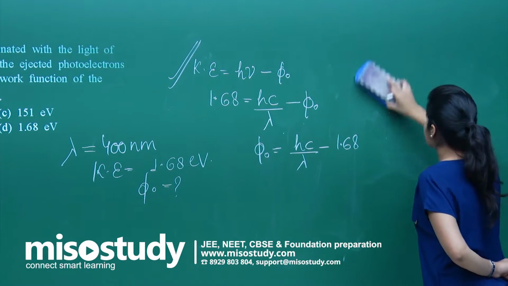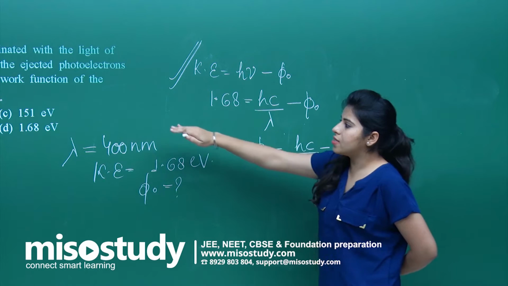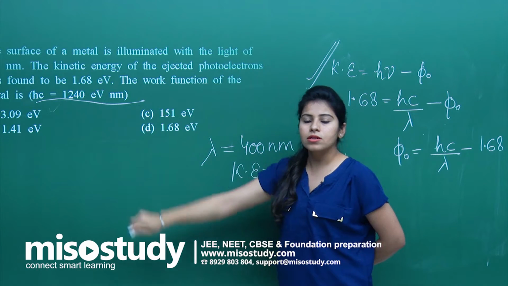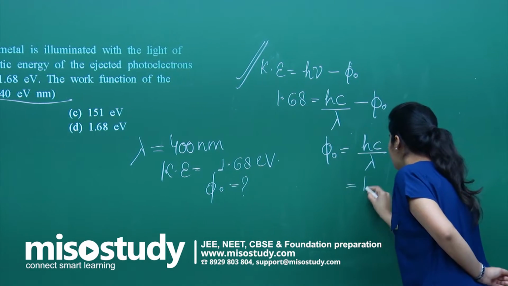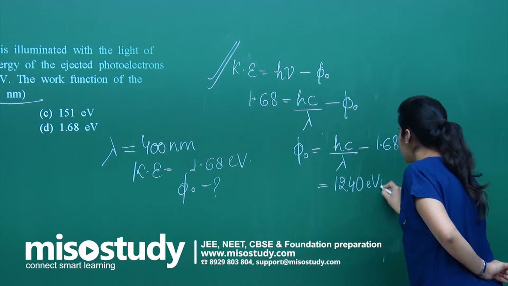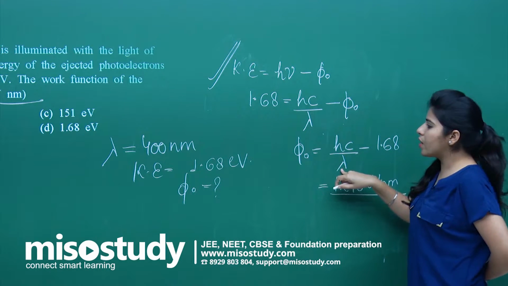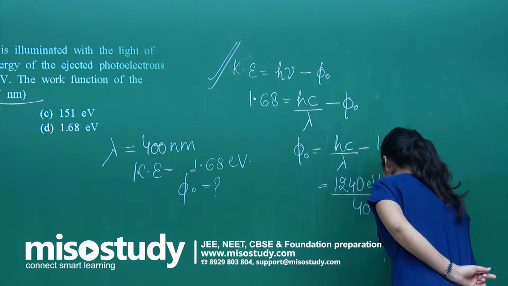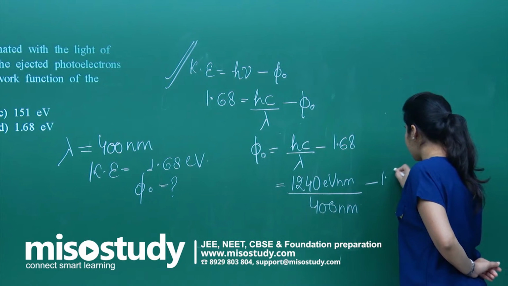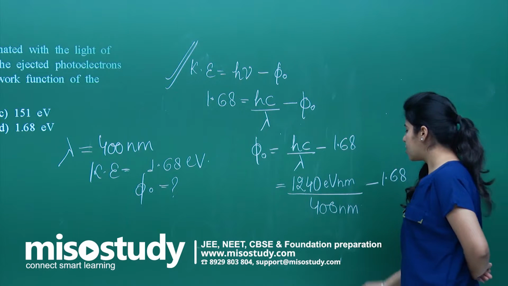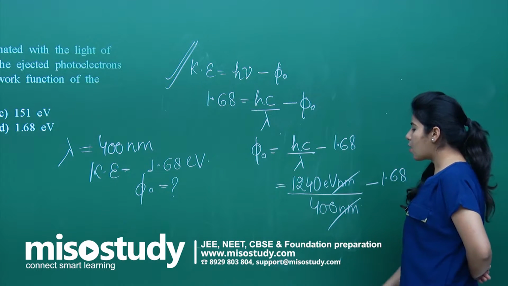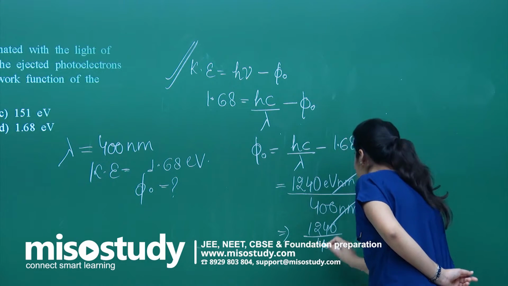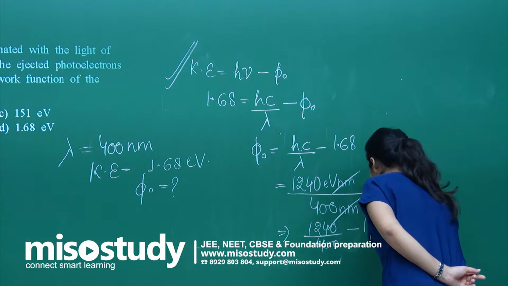Now, what you can see here, the value of hc has been given, that is 1240 electron volt into nanometer. So, let me write this value, 1240 electron volt into nanometer, divided by the wavelength. Wavelength is 400 nanometer. Now, you have to subtract this by 1.68. This nanometer cancelled. Now, I am having 1240 by 400 minus 1.68.